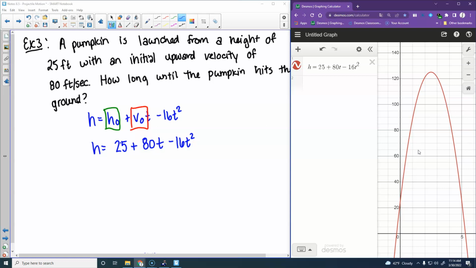All right, we need to know how long till this pumpkin hits the ground. So, I want everybody to make sure they've got this in their Desmos and has a graph that they can see. Okay, I could call on anybody here. So make sure you have it in.